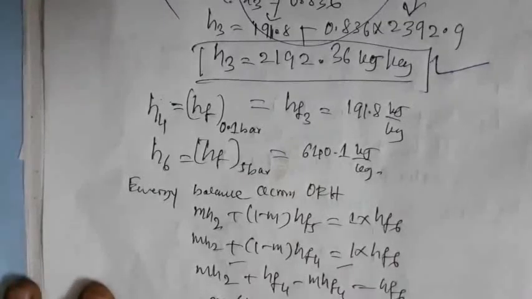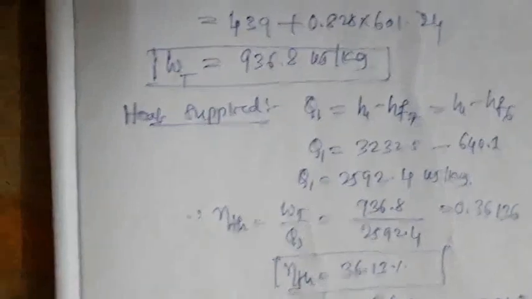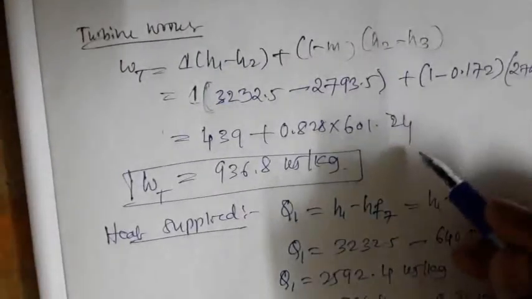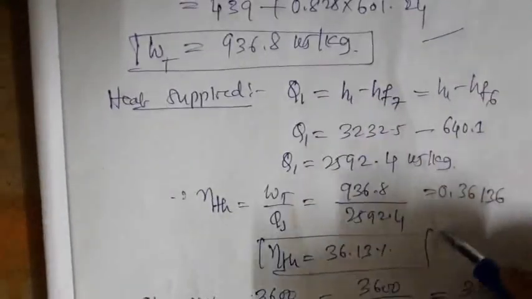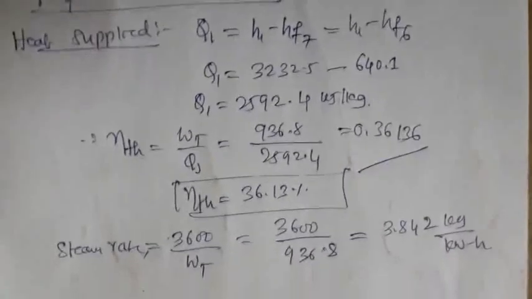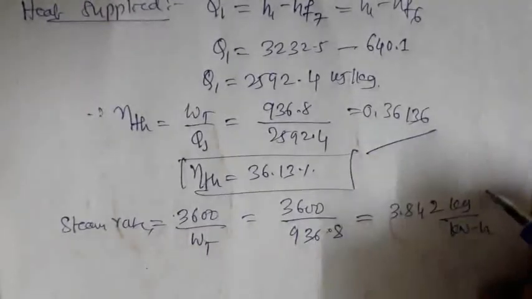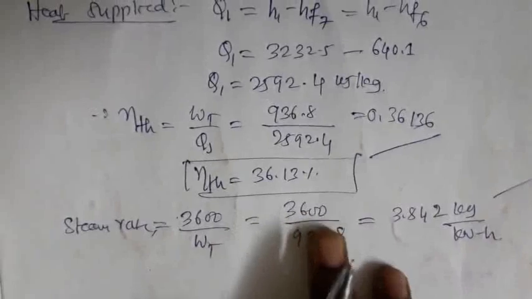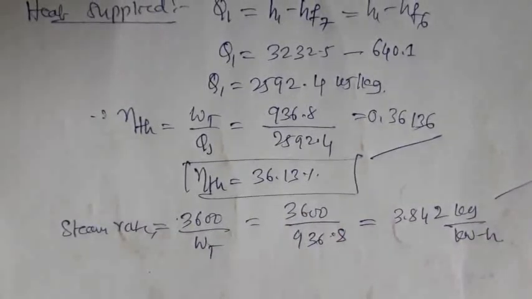So after that we calculated the mass of the bleed stream, and finally we calculated the turbine work, then the heat supplied, and then the thermal efficiency as well as the steam rate.